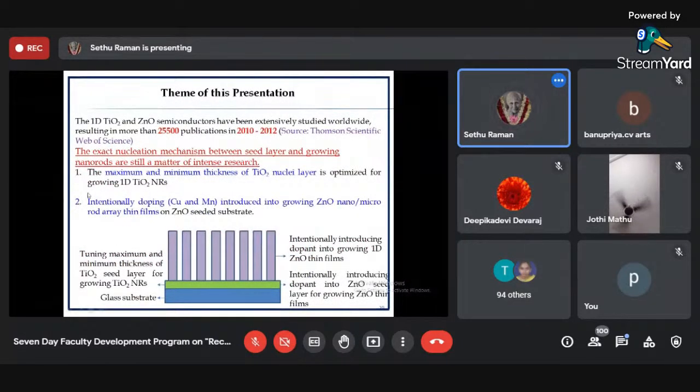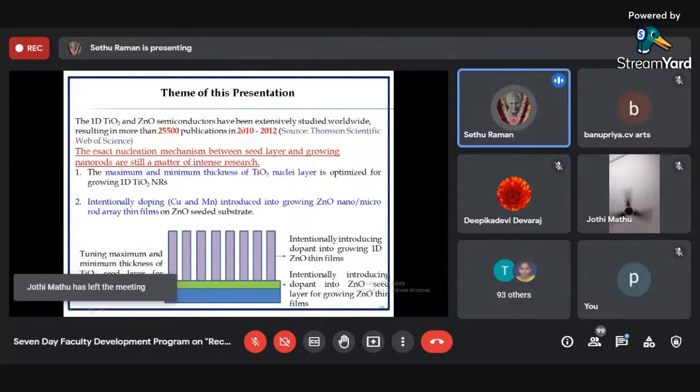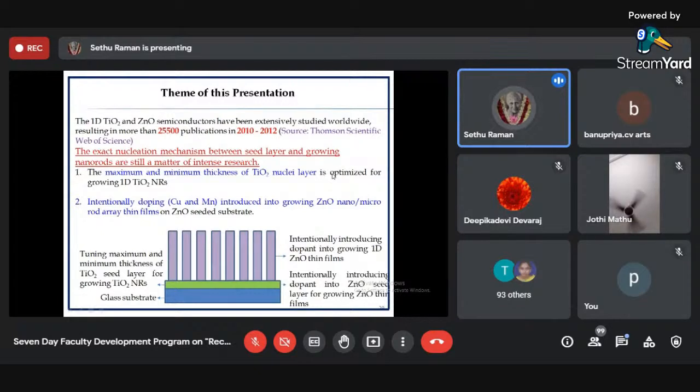One-dimensional TiO2 and ZnO semiconductors have been extensively studied worldwide, resulting in more than 25,000 publications in the year 2012. The exact nucleation mechanism between the seed layer and the growing nanorods is still a matter of research. The maximum and minimum thickness of a TiO2 seed layer is optimized for growing one-dimensional TiO2 nanorods. We also intentionally doped copper and other elements to see how they change the zinc oxide nano and micro rod arrays grown on the zinc oxide seed layer substrate.